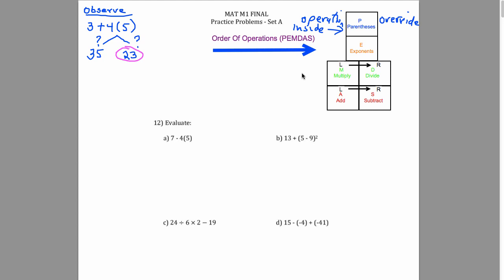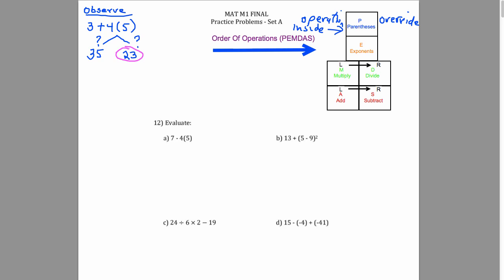Next, a lot of students may have come up with a mistaken idea of what takes place here. Even though we say P, E, M, D, A, S, with M preceding D, the M and the D are treated equally, and that's why they're at the same level here. And they're done left to right. I don't care whether multiplication is first or division is first, whatever. We do them left to right as they occur. And similarly for adding and subtraction, just like with multiplication and division, I don't care which one comes first. I do them all as I see them, left to right.